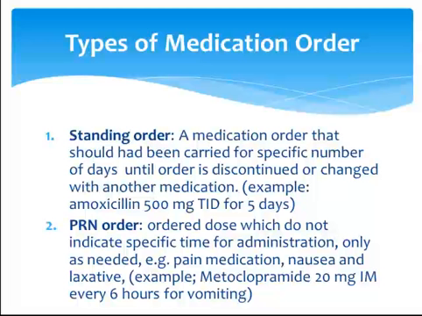PRN order. This is an ordered dose which does not indicate a specific time for administration, only when needed. Examples of these are pain medication, medication for nausea, and laxative. A concrete example is metoclopramide 20 mg intramuscularly every 6 hours for vomiting.